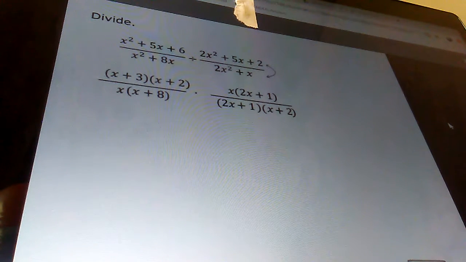We're going to reduce the common factors. There is a 2x plus 1 in the numerator of the second fraction, and also in the denominator of the second fraction. Those divide out. There is an x plus 2 in the numerator of the first fraction, and also in the denominator of the second fraction. Those divide out. Now we have an x in the denominator of the first fraction, and in the numerator of the second fraction. Those also divide out. So, we are left with x plus 3 over x plus 8.